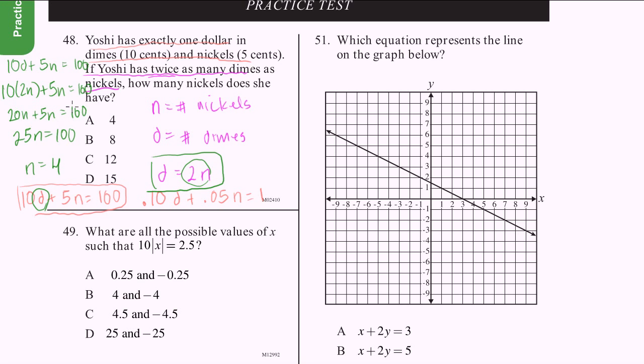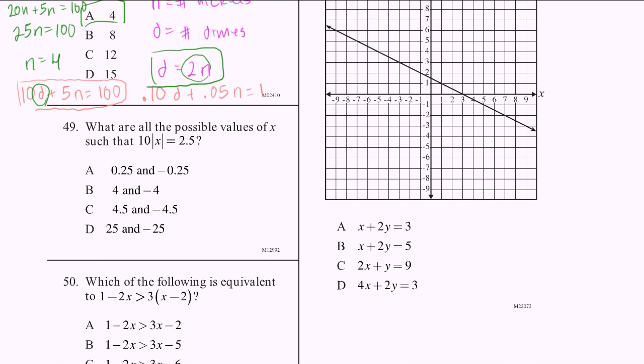4. Yoshi has 4 nickels. And if you want to know how many dimes, you multiply it by 2. She has 8 dimes. So she has 80 cents in dimes, and then she has 20 cents in nickels. 4 times 5.